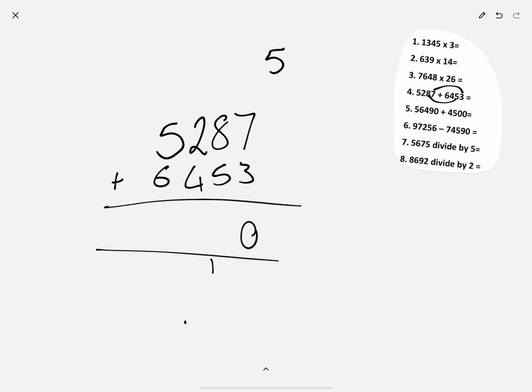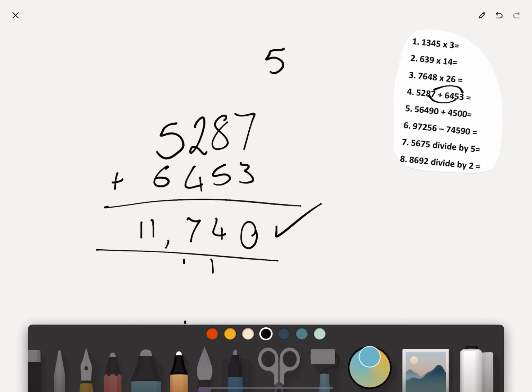8 and 5 is 13. Is it 13? Yeah, 13, 14. Oh, brain's just not in gear today. 4, 5, 6, 7. And then 6 and 5 is 11. So it should be 11,740, which it is. Well done to me, apparently. Well done to myself.